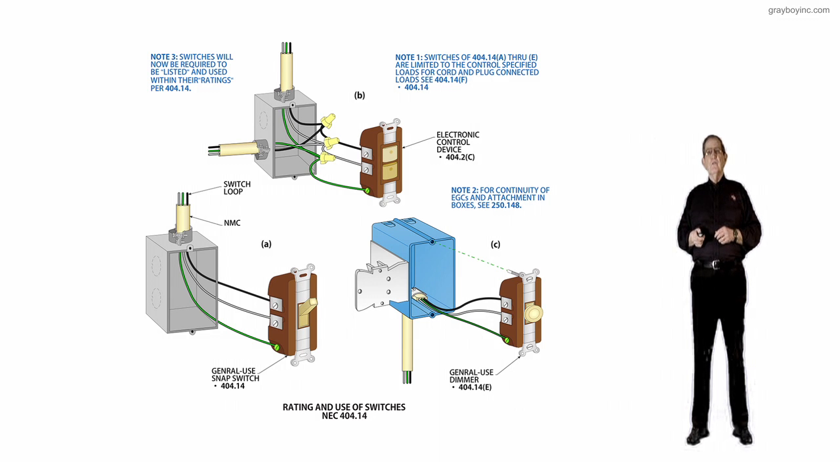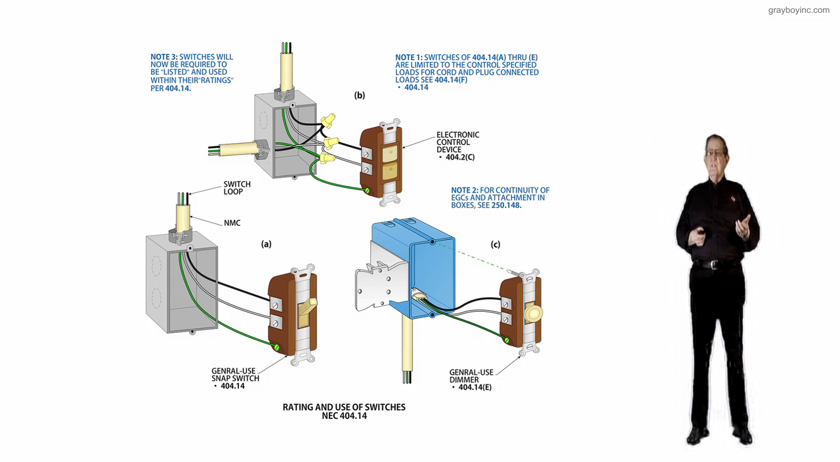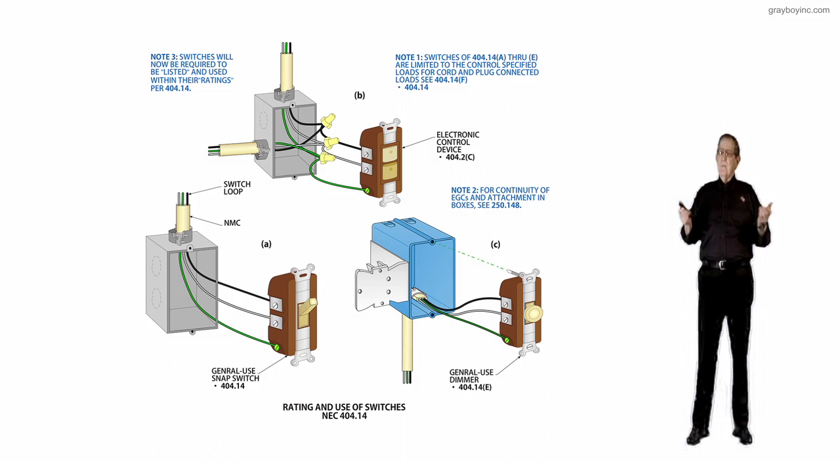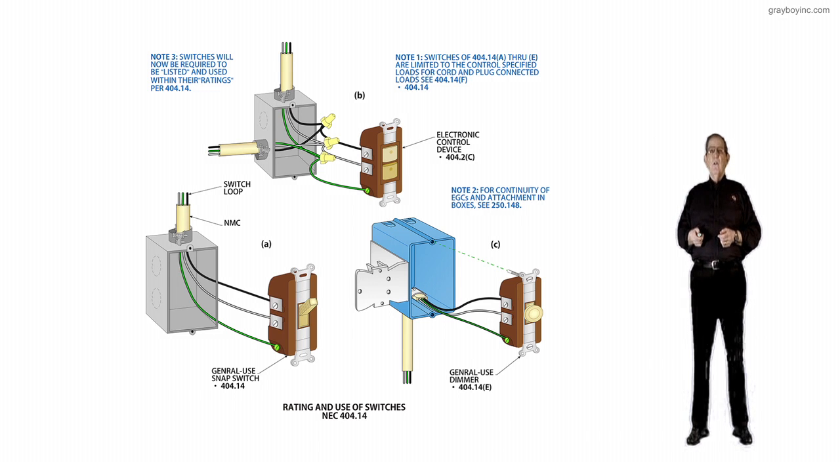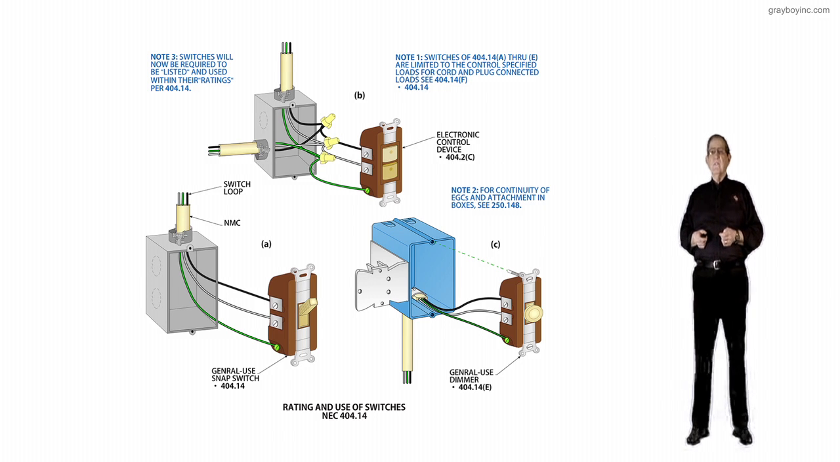Say that you had a general use switch and you supplied a motor, and it's an AC switch. Then you would take 125% of the motor, and it could not exceed 80% of the switch. If the general use AC switch was feeding lights, and it was a 20 amp, you could load it up to 20 amps, but you get all those rules in 404.14. You'll notice it pretty well applies equally to these other switches and control devices, with a specific listing on the switch from the manufacturer.